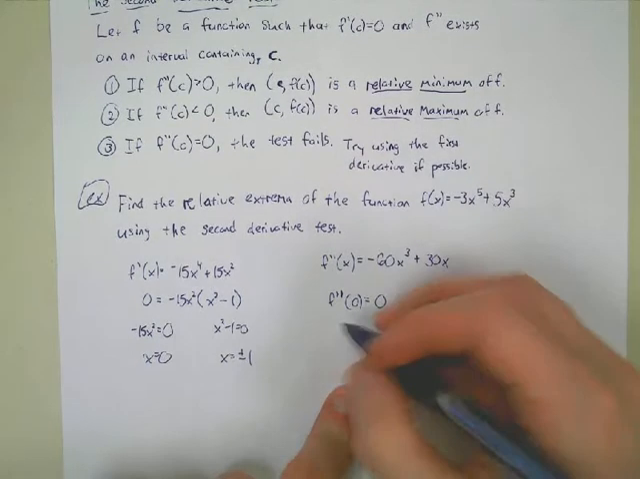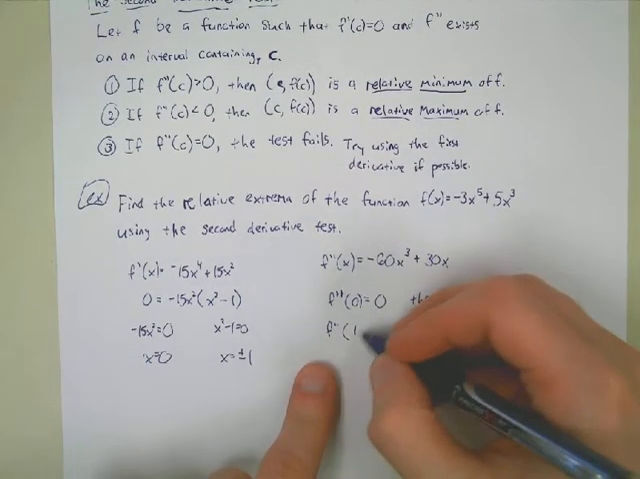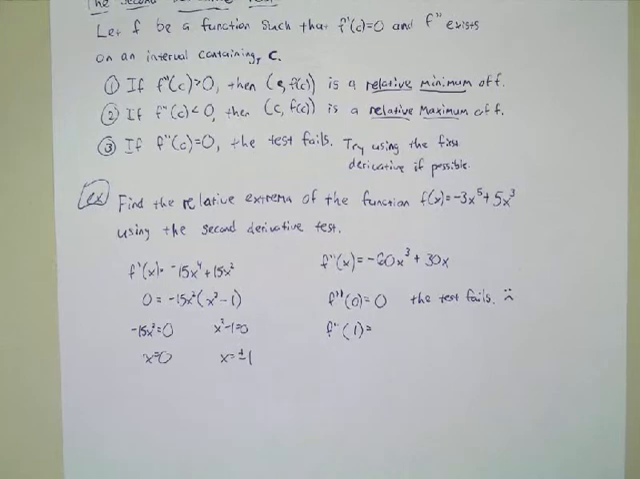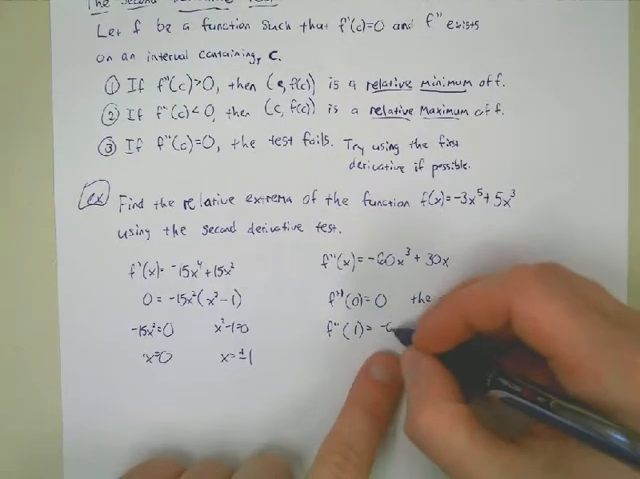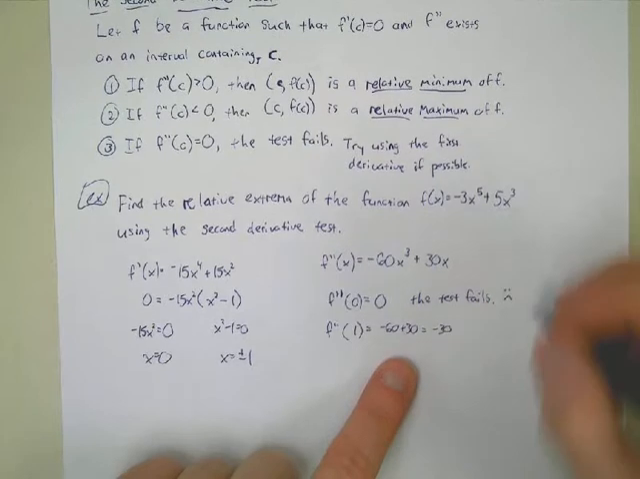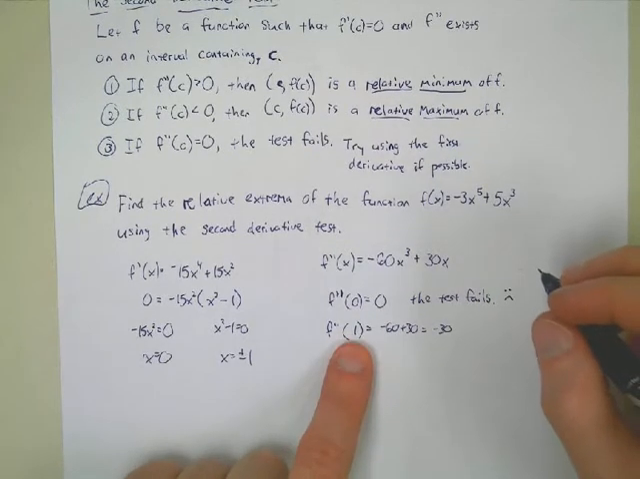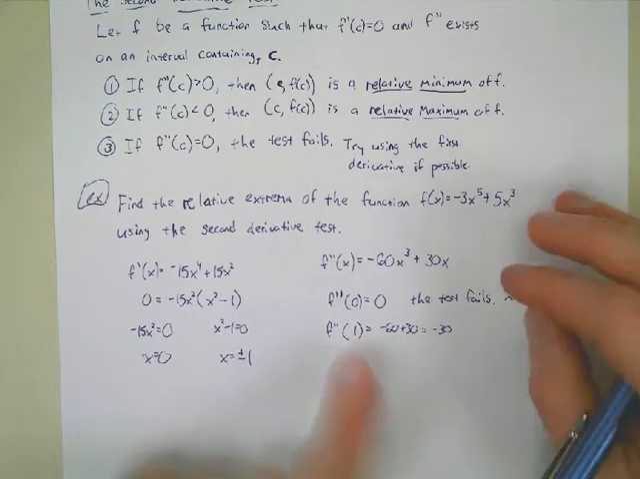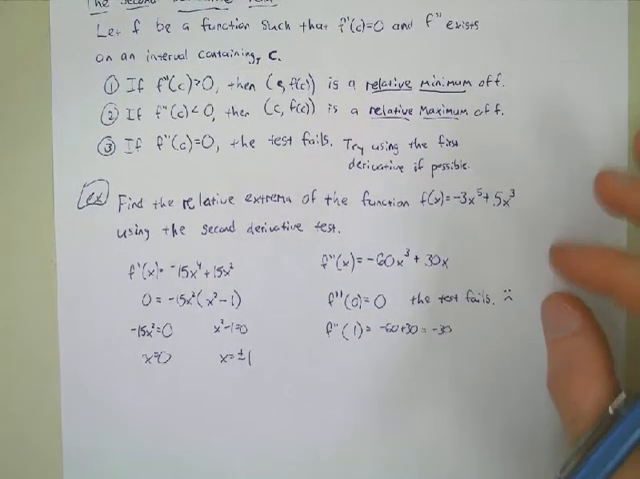I just want to test all my critical points. So I'm going to find f double prime of 0. What is f double prime of 0? It's 0, which means the test fails. Now we have to go do the first derivative.